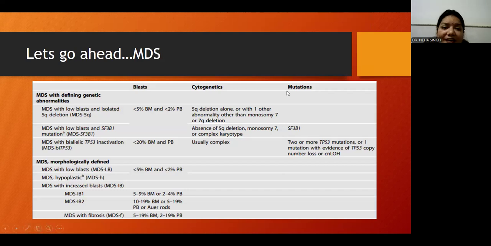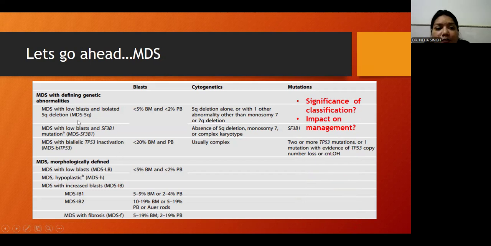So up till now, we have studied about Ph positive and Ph negative MPNs. Now we'll move to the next entity, which is MDS. As per the new WHO classification, the MDS has been described into MDS with defining genetic abnormalities and MDS which are only morphologically defined. Now, why do you think this classification would have happened? Is there any significance, or is there any impact on management?